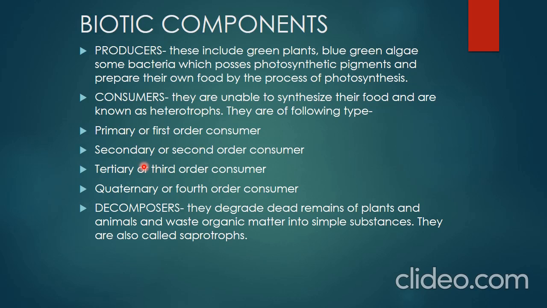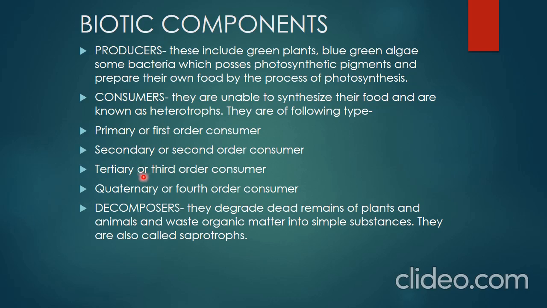Second type is secondary or second order consumers. These include the animals which feed on the flesh of herbivores. They are called primary carnivores or secondary consumers. Examples: cat, dogs, foxes, etc. are secondary consumers in the terrestrial ecosystem. And water bugs, water beetle, frog, small fish are secondary consumers in aquatic ecosystem.